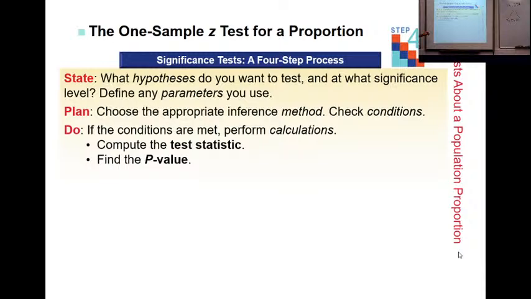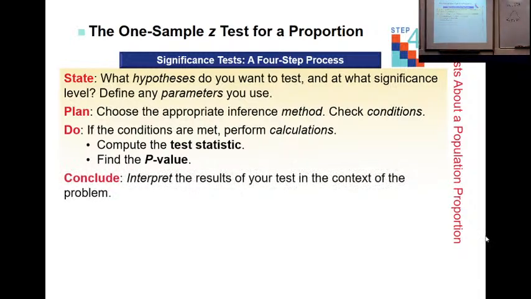Then we're going to do our calculations. That's going to involve getting my test statistic, which in this case is going to be a z-score, and then getting out my p-value. Then we're going to interpret and get our conclusion. That's going to be our sentence of, because the p-value is bigger or smaller than my alpha level, we reject or fail to reject the null hypothesis, and that tells us whether or not we conclude the alternative.